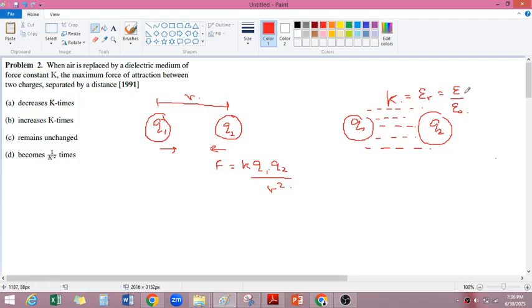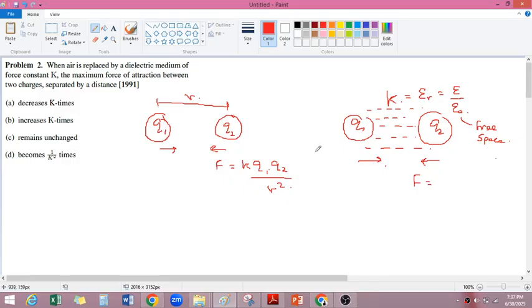This is something like your relative density. We have studied relative density in 11th. So density of the medium divided by density of the water. So that means we are comparing the permittivity of the medium with the free space. So that means here also there will be some attraction, but the attraction would have been reduced a little bit.